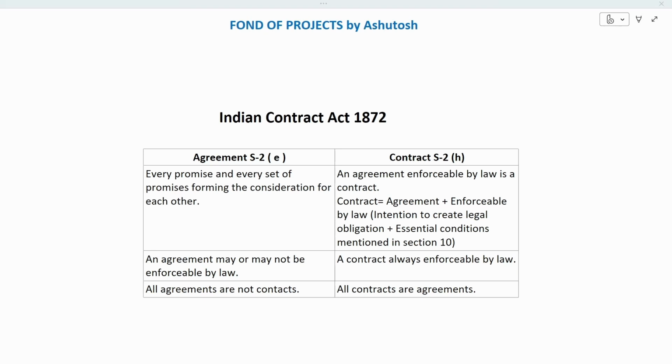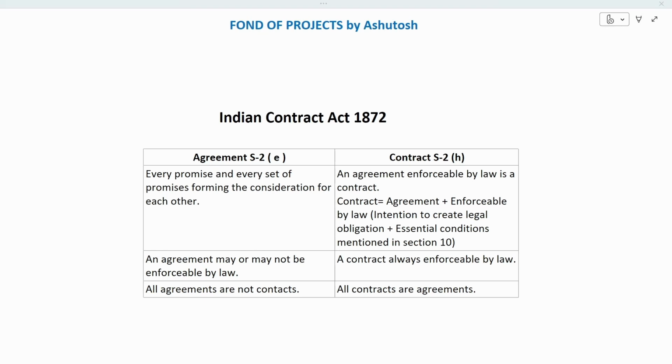So, promises forming mutual consideration in written. Here the agreement is made between me and my friend. So, what is a contract? A contract is an agreement enforceable by law. Let's take the same example here. I already have an agreement with my friend. And now my intention is to create a legal obligation by adding the essential conditions mentioned in Section 10 in the agreement. Then that agreement becomes a contract. It also means that I or my friend may go to court if any one of us doesn't adhere to the promises.